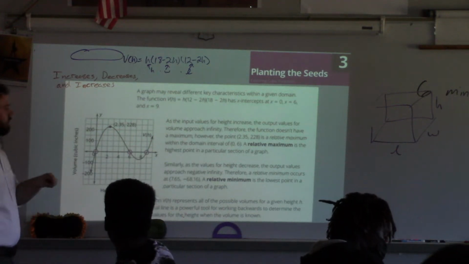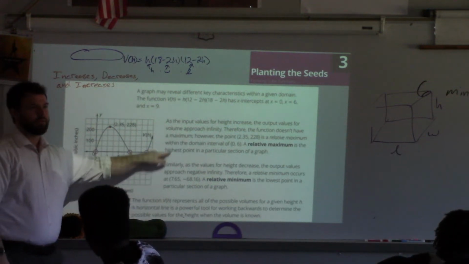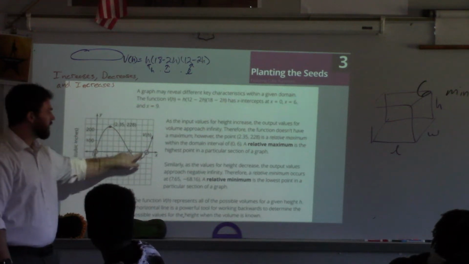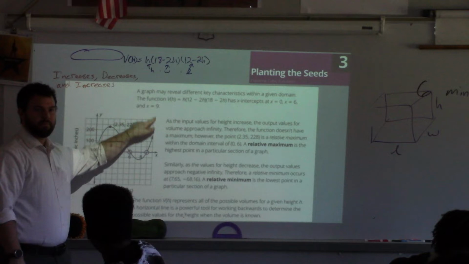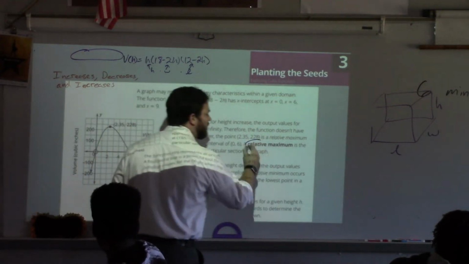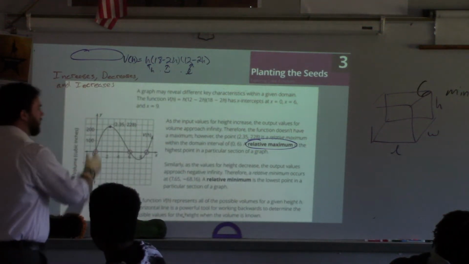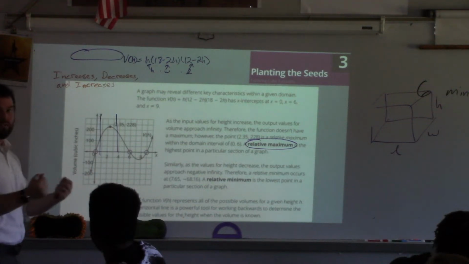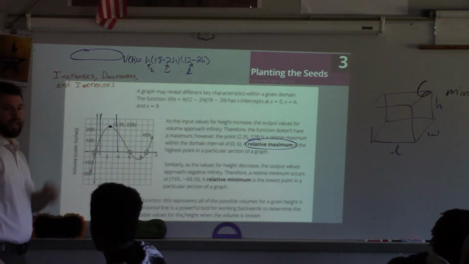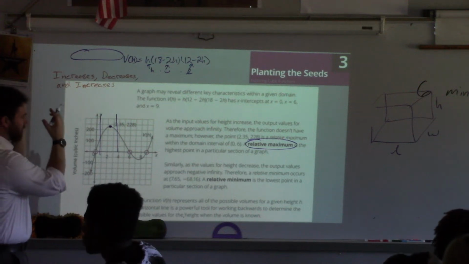Please note, is that actually the highest volume on f of x? Not on the volume, but is that the highest y value? No, because it can continue all the way up to positive infinity, right? So notice we call it a relative maximum. It is the highest point in a particular section of a graph. If I isolate this section just like you do on the calculator, what's the highest point? That one right there. That's my relative maximum.